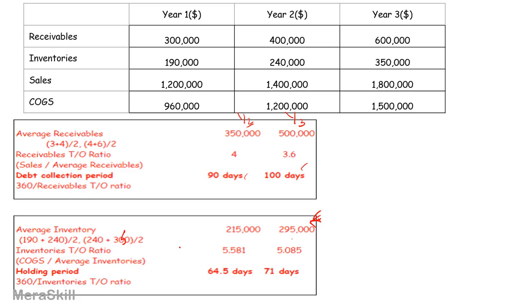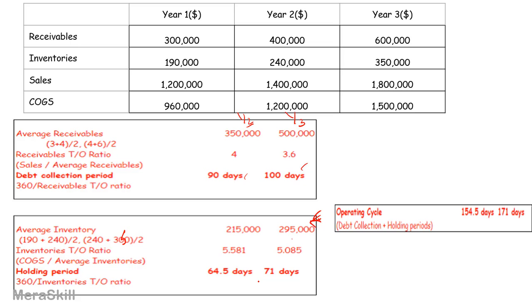350. Inventory turnover ratio is the cost of goods sold, which is given to us, 1.2 million, divided by the average inventories. If you take the holding period, you get 64.5 days and 71 days: 360 divided by the inventory turnover ratio. The operating cycle in that case would be 90 plus 64.5, 154.5 days, and 100 plus 71, 171 days.